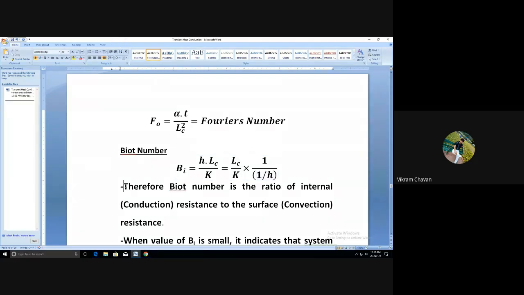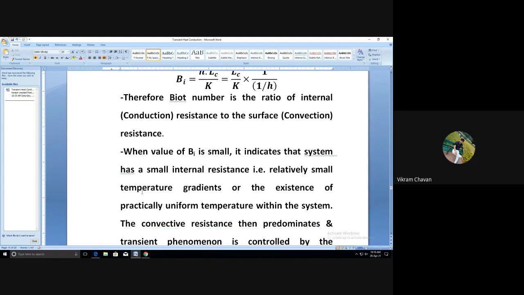Next line, write down. Therefore, the Biot number is the ratio of internal (in bracket, conduction) resistance to the surface (in bracket, convection) resistance.